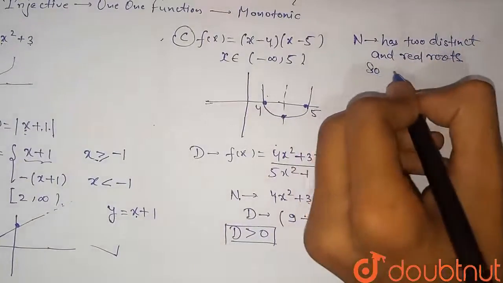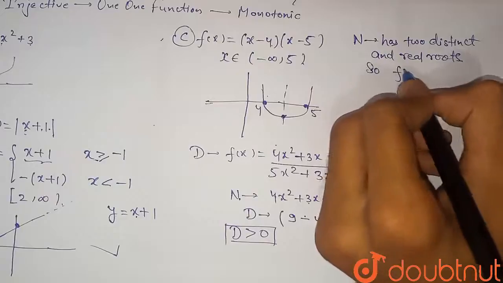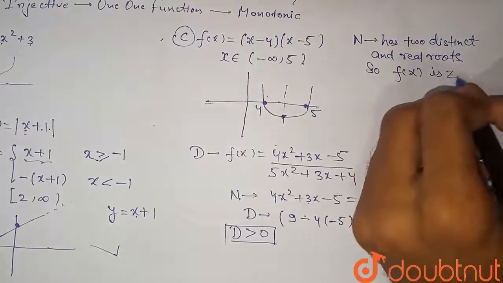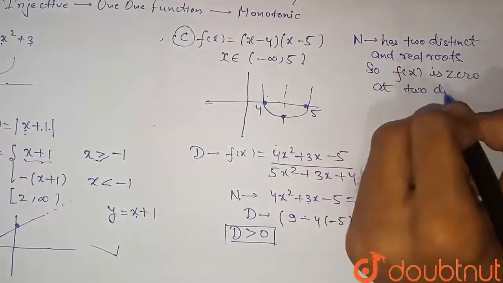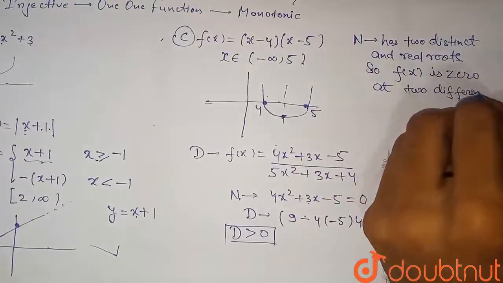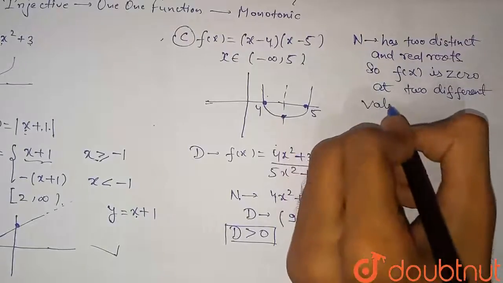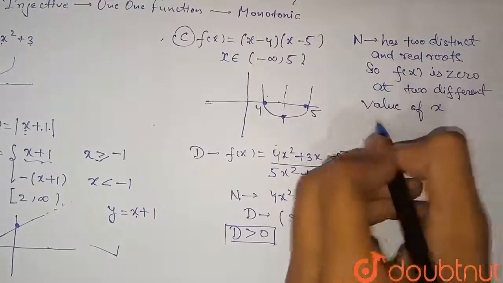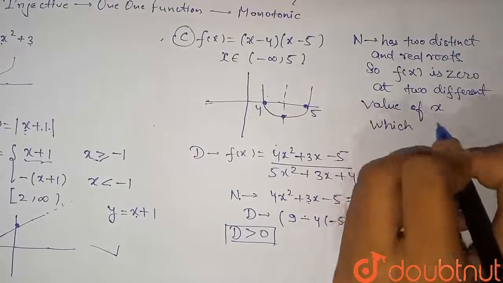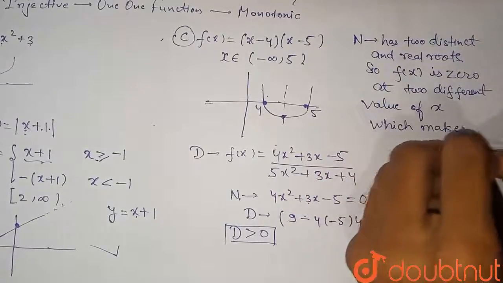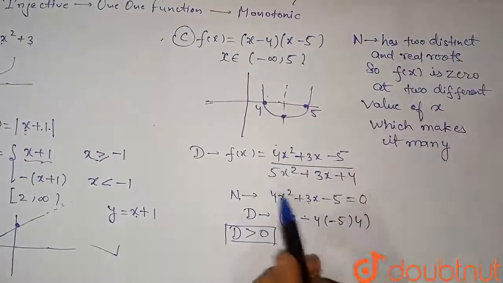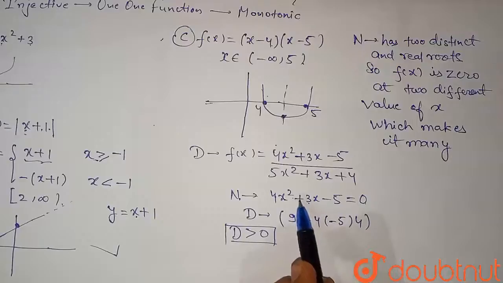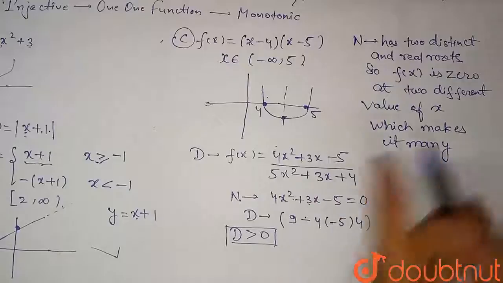So this function, f of x, is 0 at two different values of x, which makes it many one. So from here we can prove that this is also a many one function, which is basically not one-one, so we can say that this is also an incorrect option for our question.